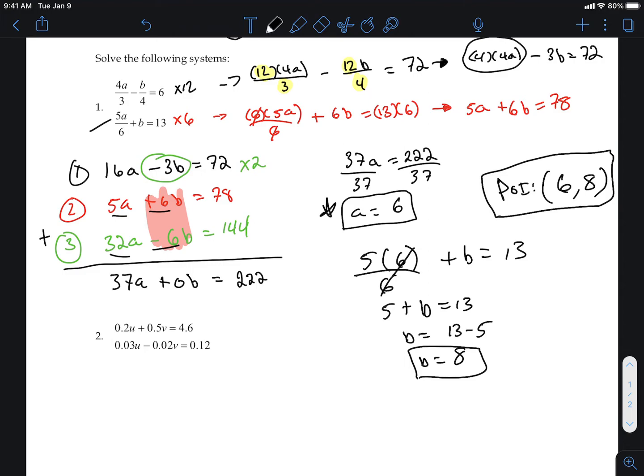Now, strategically, nothing changes. We're just going to do the exact same thing here, except the numbers get bigger. So if you have decimals, what would happen in the first one? Okay, so we get two equations. What if I multiply the first one by 10? What's going to happen? You cancel out the decimal.